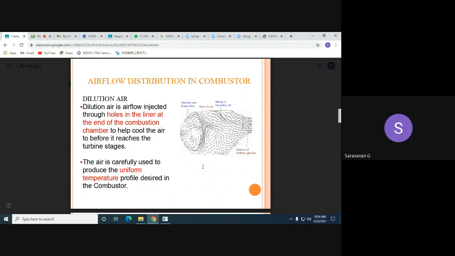At the end of the chamber, one more stream called the dilution zone, the tertiary air stream, is allowed to flow and mixes with the secondary airflow. That causes cooling down, or dilution, of the air coming out through the holes in the liner at the end of the combustion chamber.